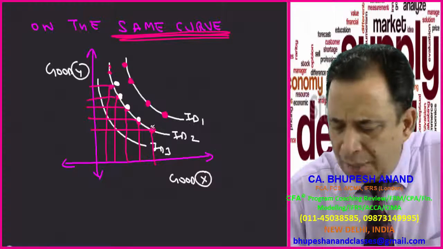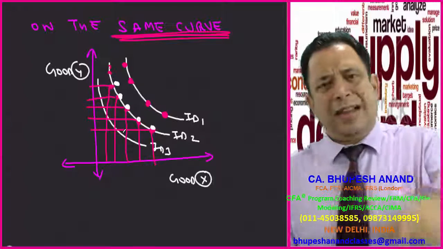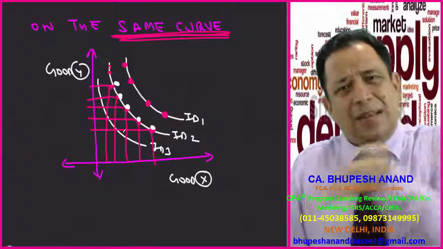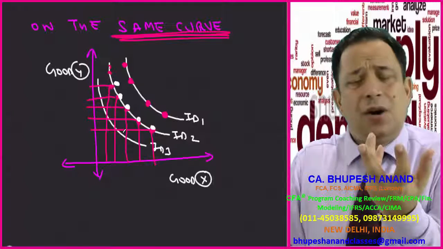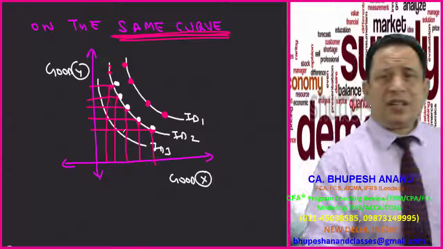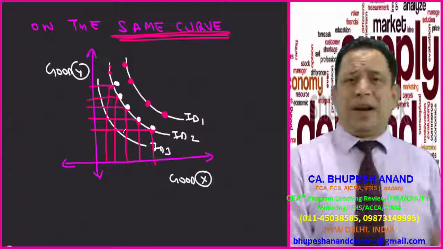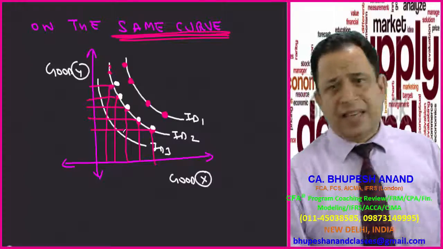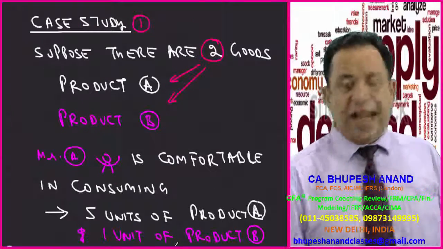It means it will not matter to you because you are getting more units of another good as compared to that. So it will not affect you. That curve in which there are different points, and you are indifferent between those points, is named an indifference curve. So let's have a case study.